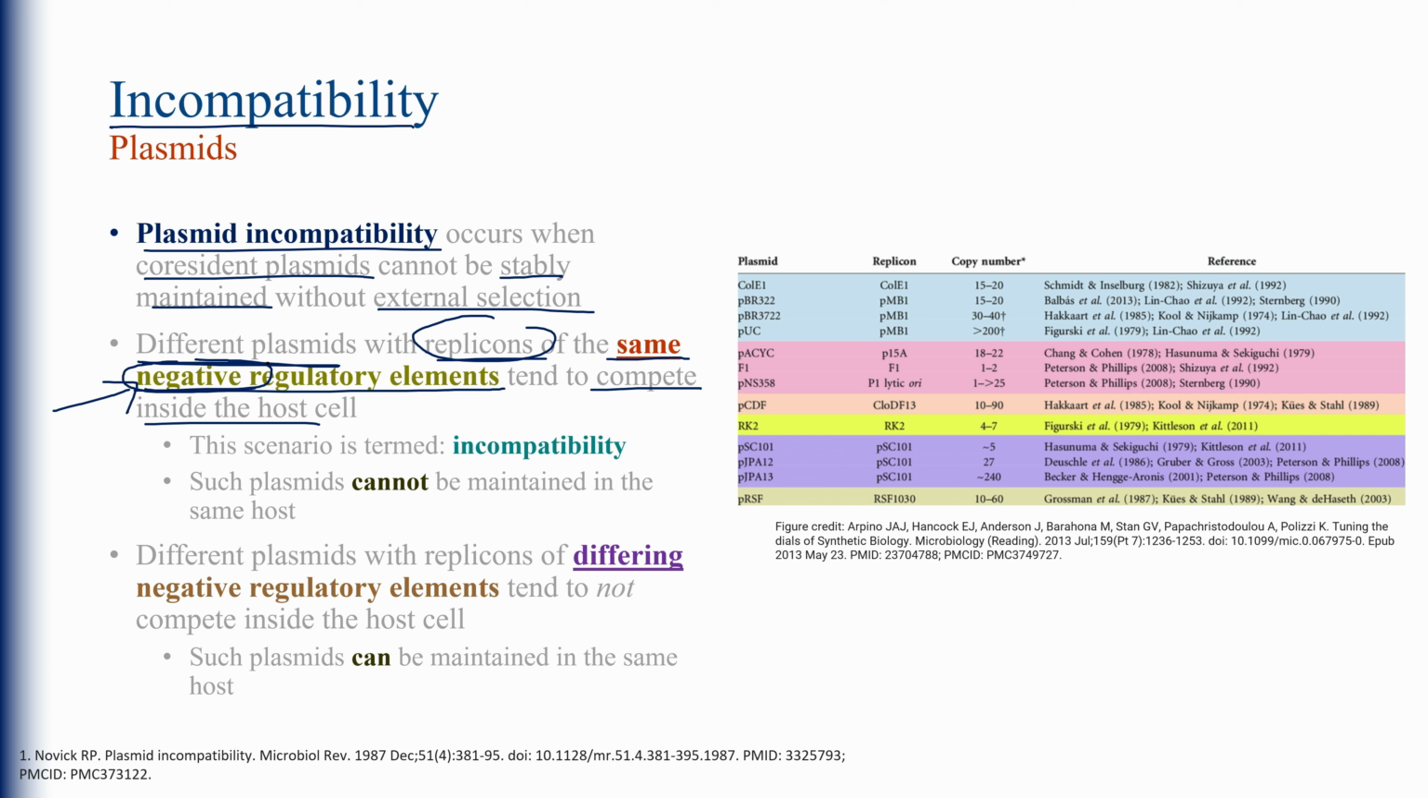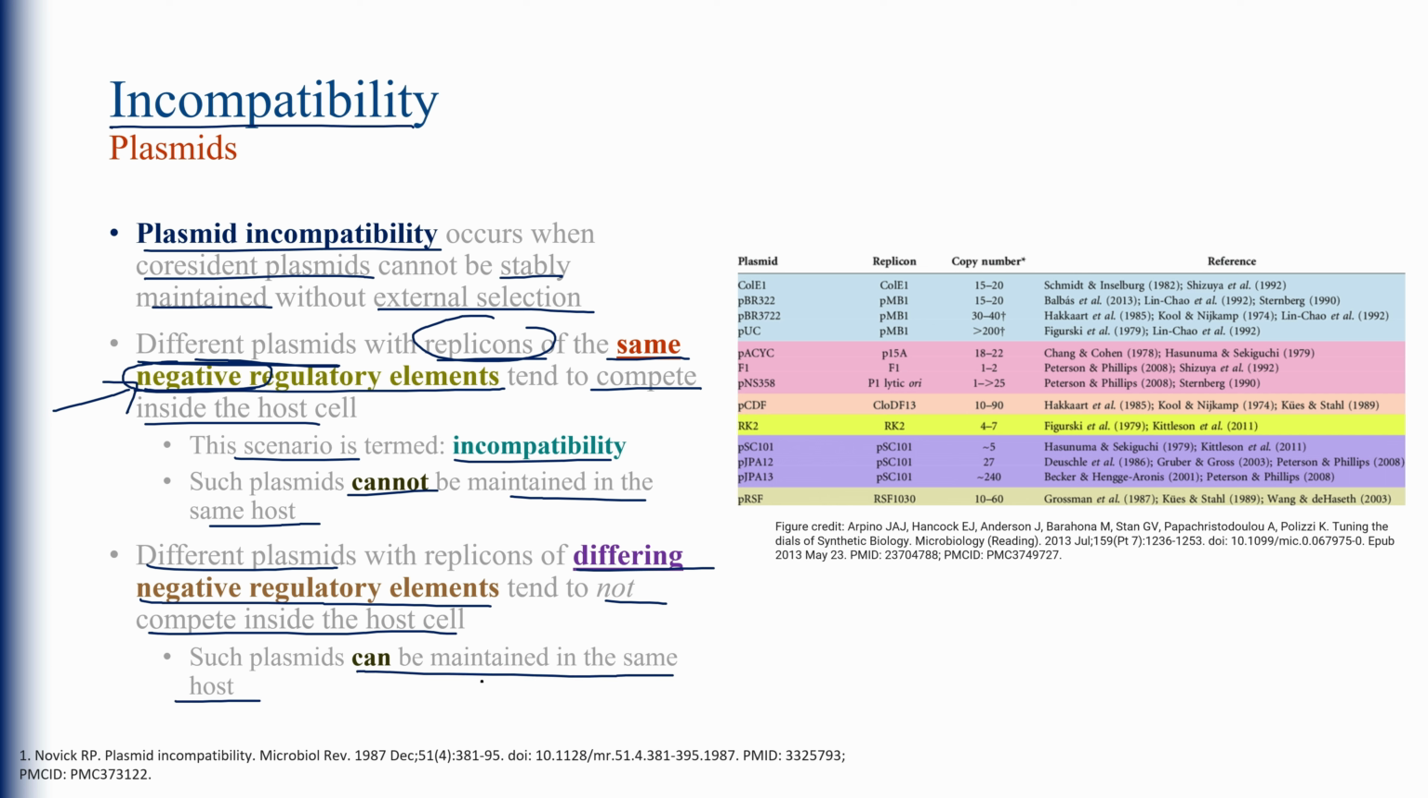And this would make such plasmids that utilize those replicons with the same negative regulatory elements incompatible with one another. So, in such a scenario, we call this incompatibility, and such plasmids cannot be maintained in the same host cell. Now, you should recognize that different plasmids with replicons of differing negative regulatory elements do not compete inside the host cell. And because of this, such plasmids can be maintained inside the same host cell.